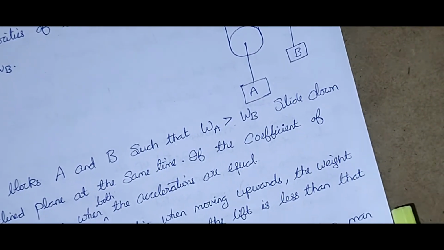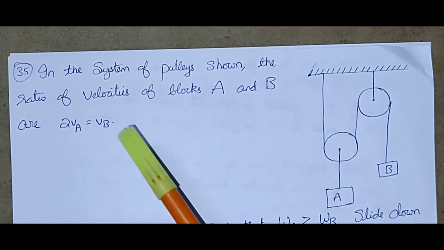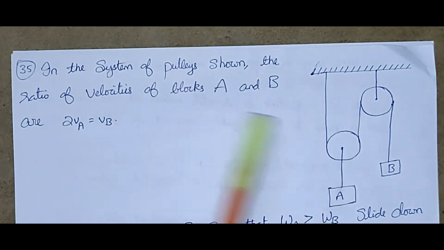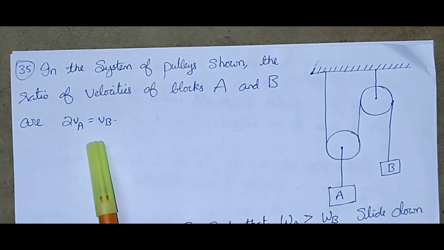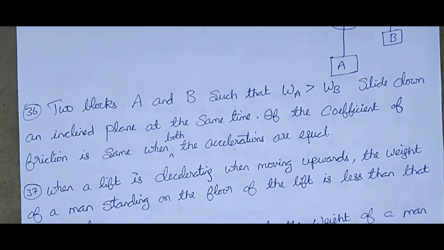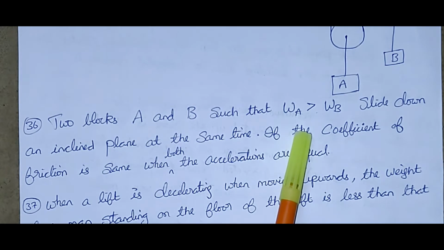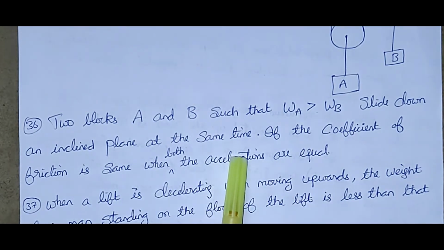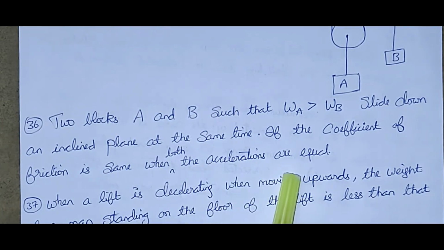Here we are having one diagram. In the system of pulleys shown, this is the system of pulleys shown, the ratio of velocities of blocks A and B is 2VA equals VB. Okay, the next will continue. Two blocks A and B such that WA is greater than WB slide down an inclined plane at the same time. If the coefficient of friction is the same, then both the accelerations are equal.